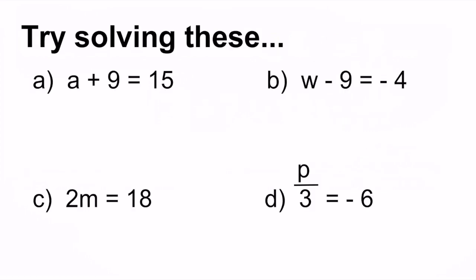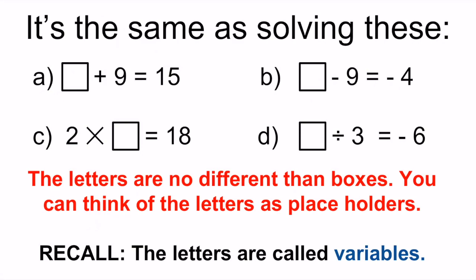Try solving these. A plus 9 equals 15. You're like, what? A? What? W? 2M? Huh? And this, P over 3? Oh gosh, what is that? What are you doing to me, Mr. Lowen? Well, I should say Jamie, Mr. Lowen. It's weird referring to myself as Mr. Lowen. Side note, maybe these look confusing. I know, because there's letters, and letters have this stigma attached to them that they're confusing. Well, they're really not. Believe it or not, it's the same as solving these.